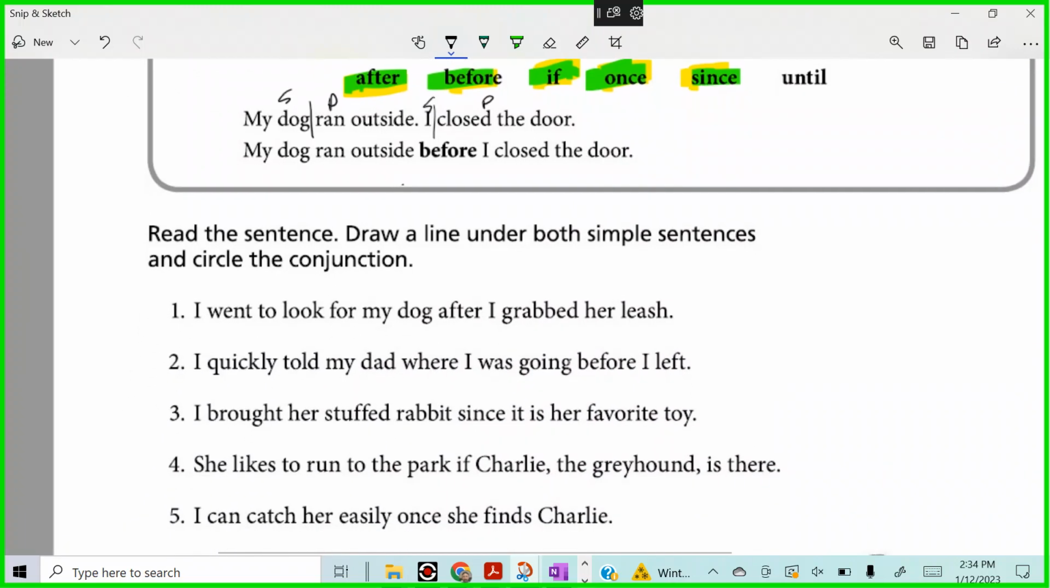It says, read the sentence, draw a line under both simple sentences, and circle the conjunction. You're not going to do that. You're going to do this. I went to look for my dog.